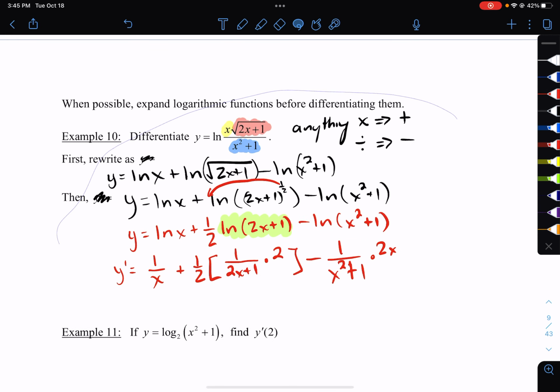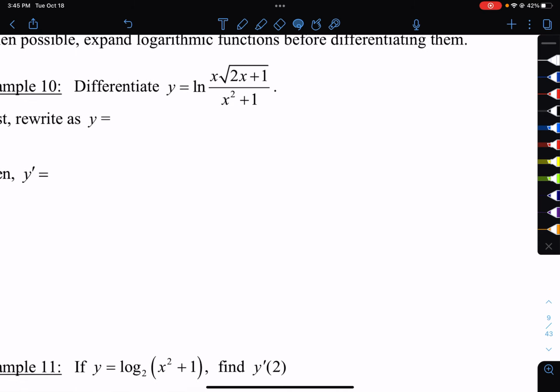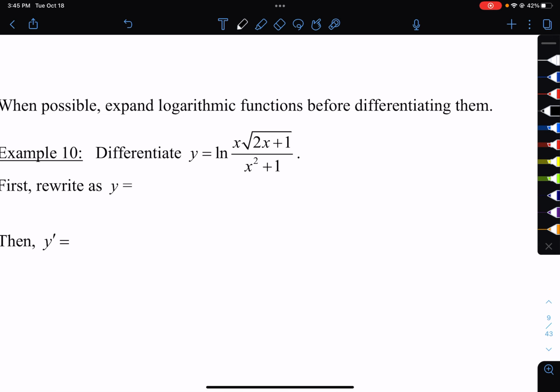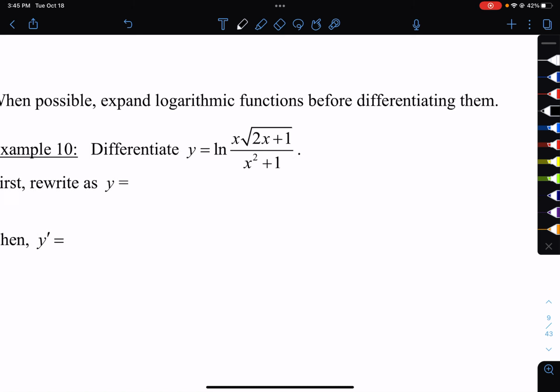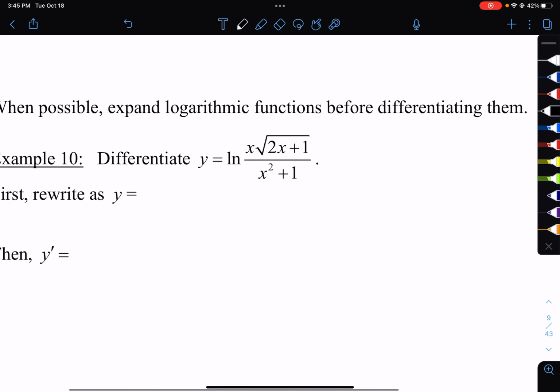All right, number 10. I think this is kind of where we left off in class, and it required us to start with something that you really haven't done very much. It gives us this function, y equals natural log of x multiplied by the square root of 2x plus 1 divided by x squared plus 1. If I tried to do the chain rule, I would have a chain rule on top of a chain rule on top of a chain rule. Not only that, I have a product rule on the top of a quotient rule. It's just going to become a really big, ugly mess.